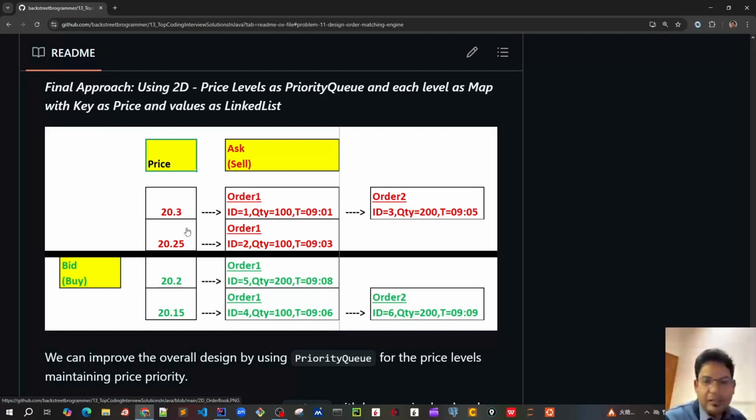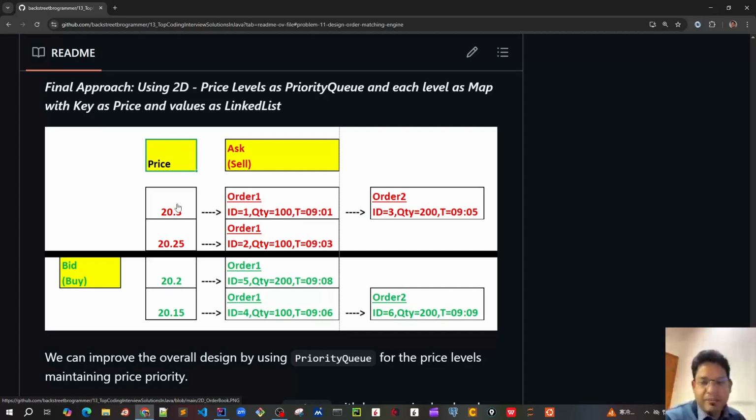So we will maintain two priority queues, one for sell orders, for asks, and another for the buy orders, the bids. So two priority queues, which will be just maintaining the price levels. And for each price level, we'll create a map, which would be a doubly linked list. Doubly linked means that for each node, there would be a previous and the next link. And this doubly linked list for each price level would be maintained in a map.